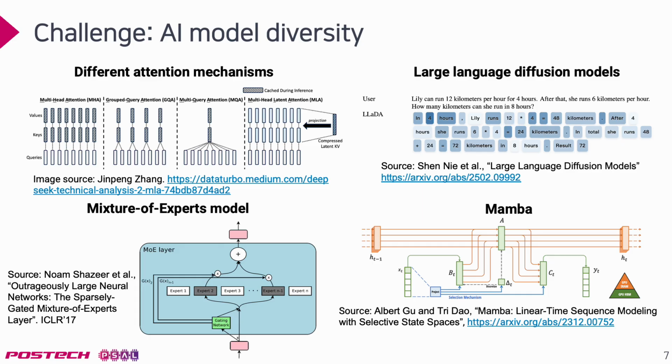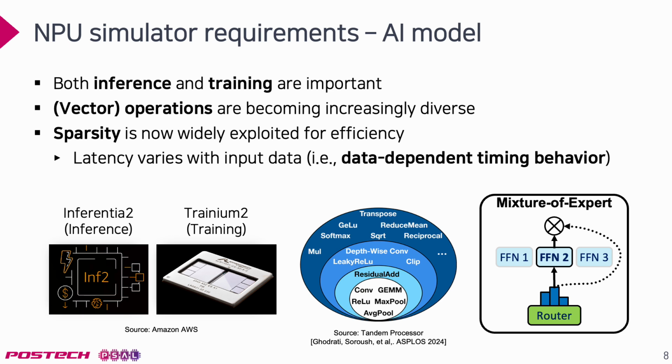And beyond the transformers, there are other model families like the diffusion models and state space models like Mamba. So the AI model landscape is becoming more and more diverse. So it is important to support many different AI models in the simulation framework. In addition, the NPUs are used for both inference and training. So it is important to support both phases in the simulation framework.